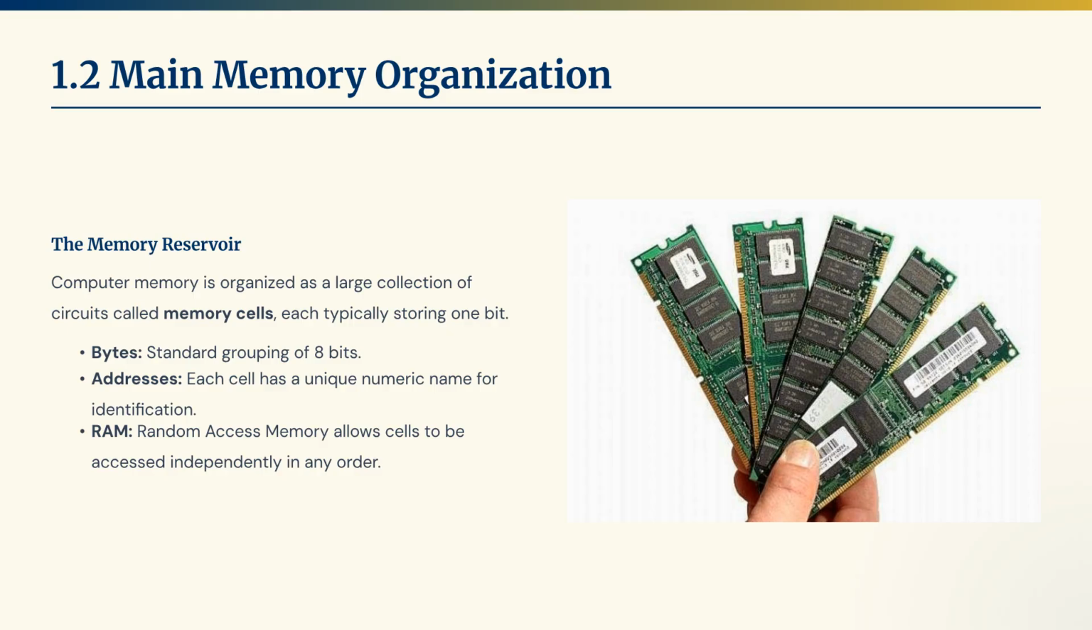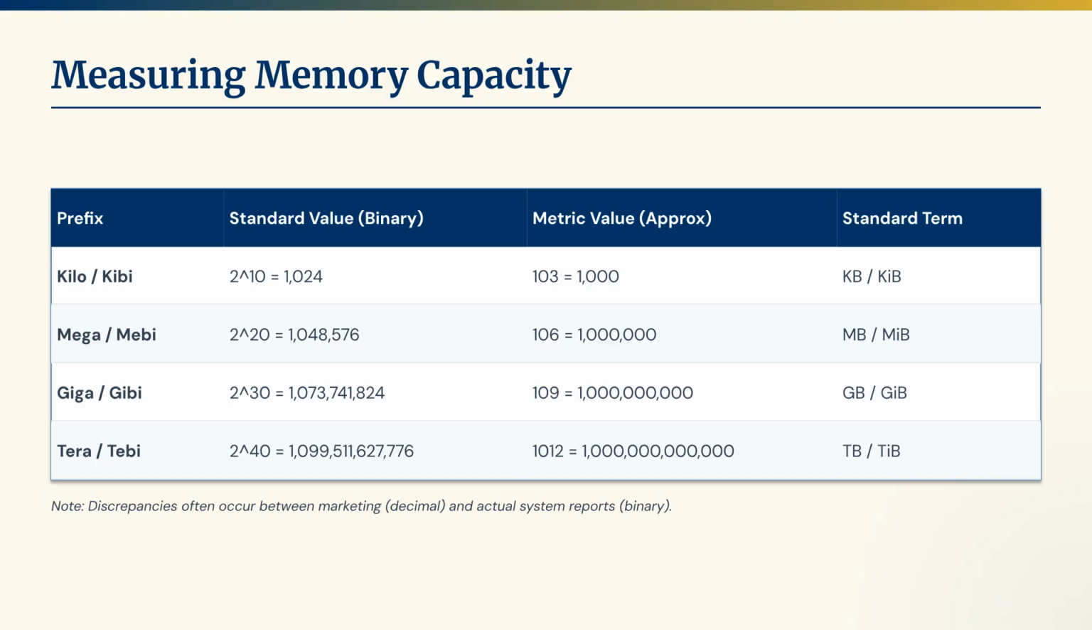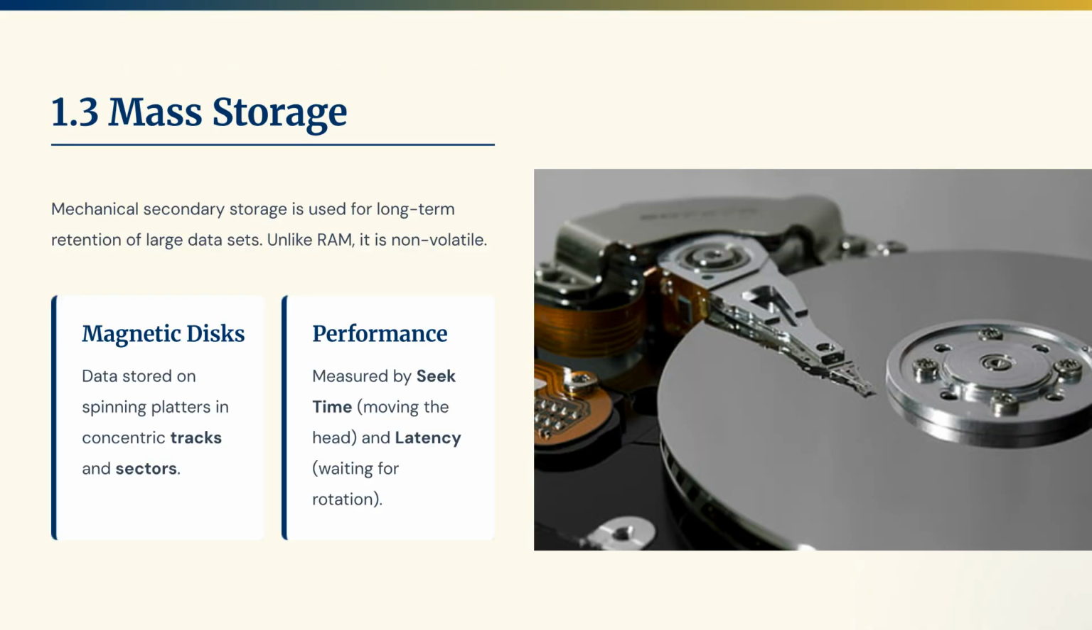Every cell is assigned a unique numeric address, while random access memory, or RAM, allows these cells to be accessed independently in any order. When measuring memory, we often see discrepancies between binary system reports and marketing terms. This table highlights common prefixes like kilo, mega, giga, and tera, and shows how their binary values compare to their decimal-based metric approximations. For long-term, non-volatile storage, we rely on mass storage devices.